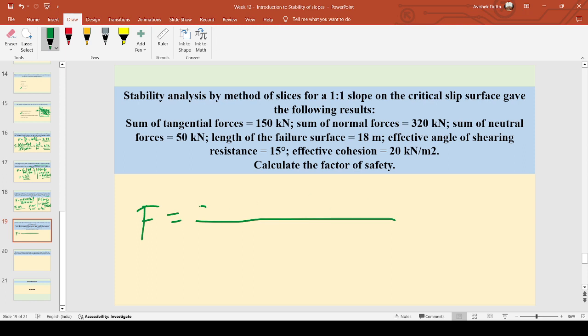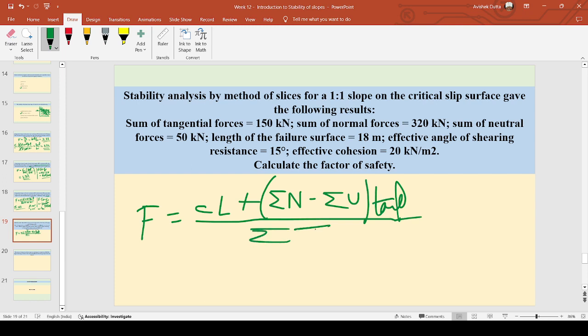It is cL plus summation of N minus summation of U, tan phi, divided by summation of T. T is the sum of tangential forces, that is equal to 150. Cohesion is 20. Length of the surface is 18.